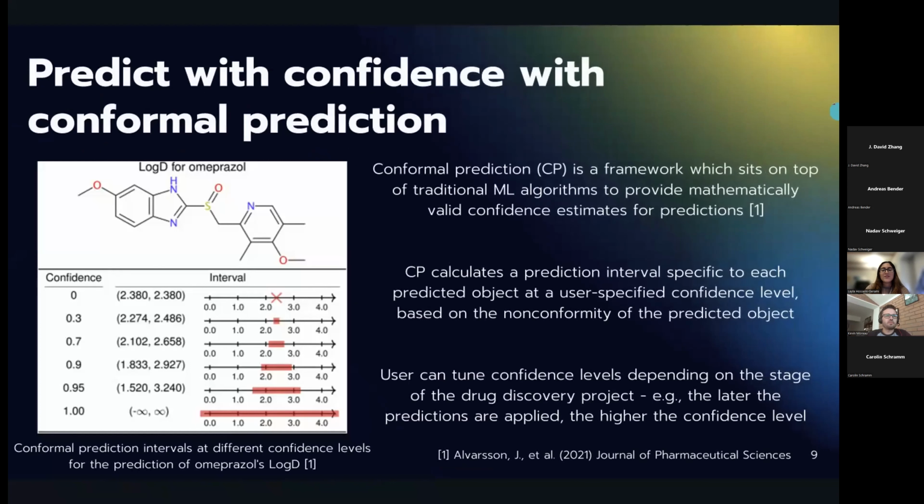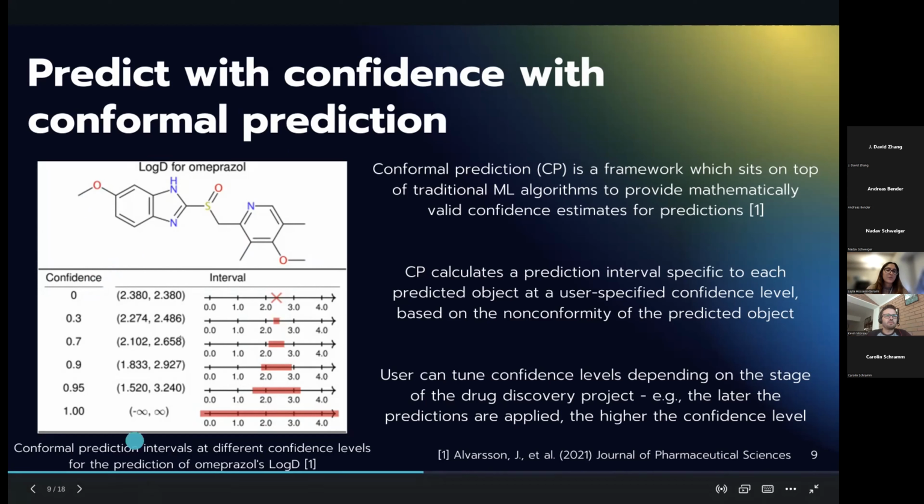The second way to address this issue is conformal prediction, and we've already had a nice summary of conformal prediction from Jennifer. This is a framework which sits in front of a traditional machine learning algorithm to provide mathematically valid confidence estimates for predictions. How it works is that a prediction interval is calculated for each predicted object at a specified confidence level, and this is based on the non-conformity of the predicted object to the objects in the training set. This is shown here, an example from the paper, predicting the logD for omeprazole.